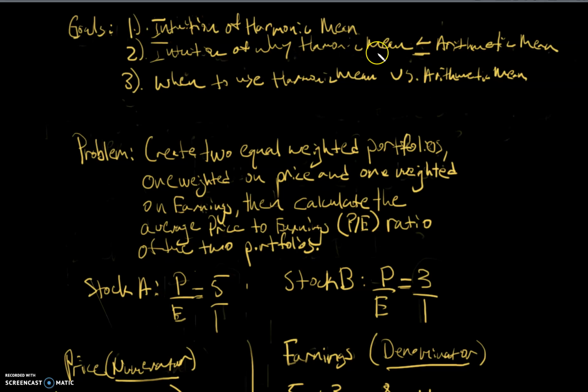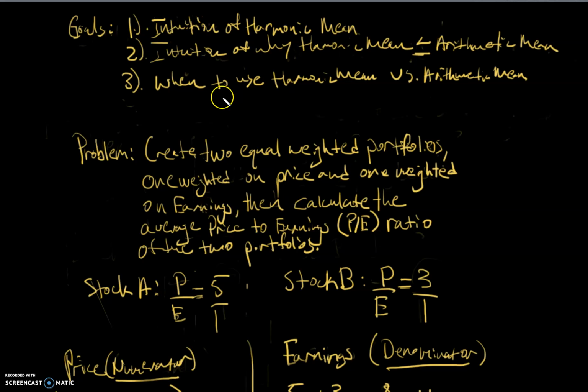And to see when the harmonic mean is equal to the arithmetic mean, that's a trivial case. Think about if stock A, instead of 5/1, is 1/1, and stock B, instead of 3/1, is 1/1. In that case, the harmonic mean is equal to the arithmetic mean, if you run through the logic or the formula.